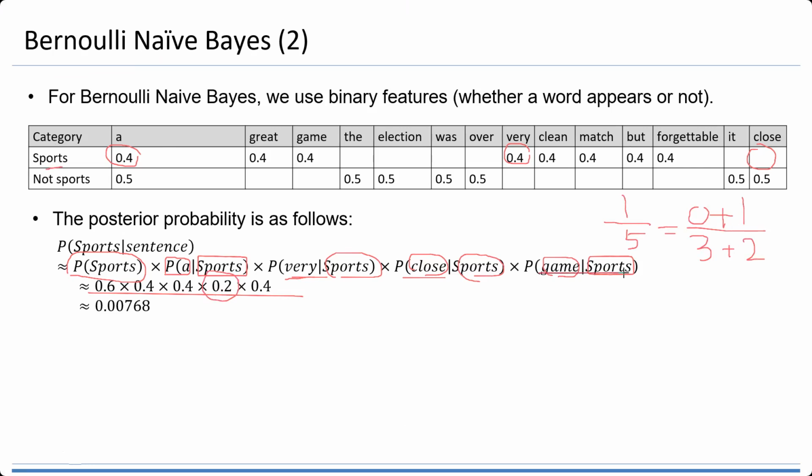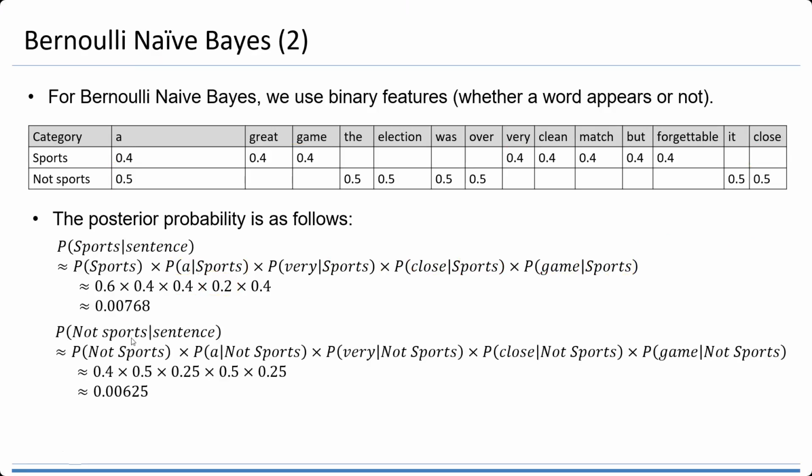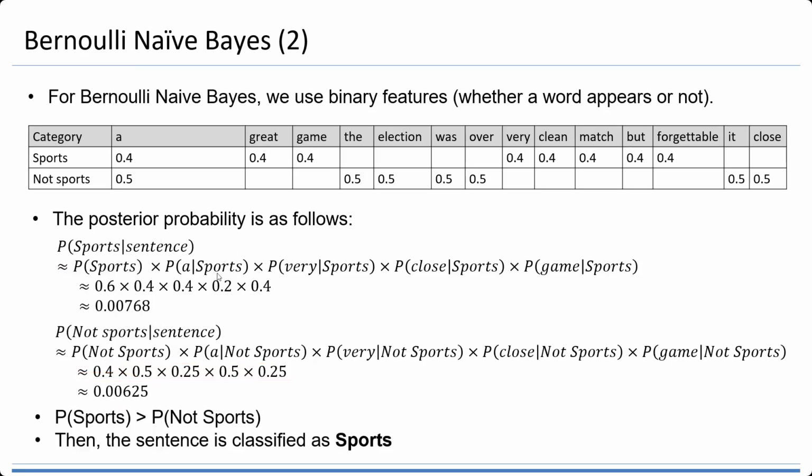And then we calculate the probability of game in the category of sports. Then we can get this probability. Now you need to check also the probability when it is in the category of not sports. So you can do the calculation again like this one. Okay, this is the probability. Based on this result, what is the highest probability? We can see this is the highest probability. In this case, using the Bernoulli naive Bayes, there is a high chance that the text belongs to sports.